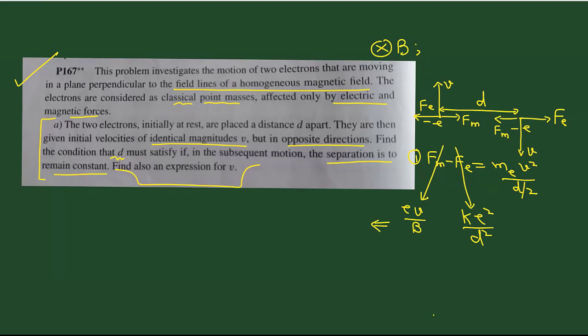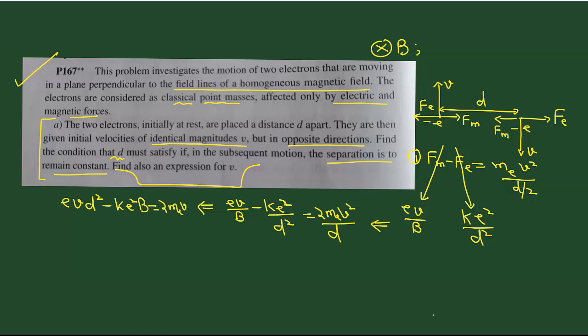So let's see. It is eVB minus K e squared upon d squared, and that is 2 M V squared divided by d. So what happened? Let me multiply. So eVB d squared minus K e squared is equal to 2 M V squared d. So what happened? 2 M d V squared minus e B d squared V plus K e squared, that comes out as 0.